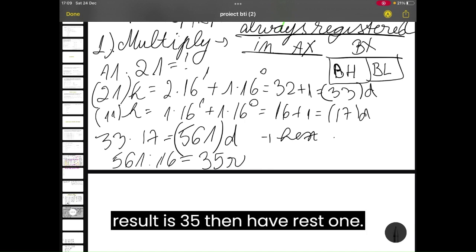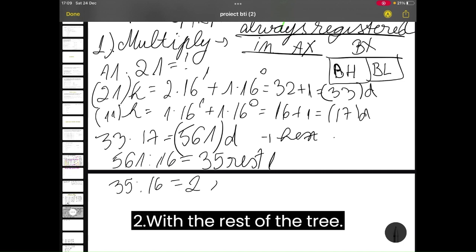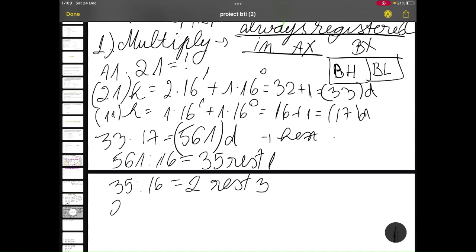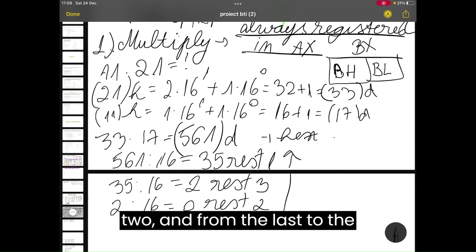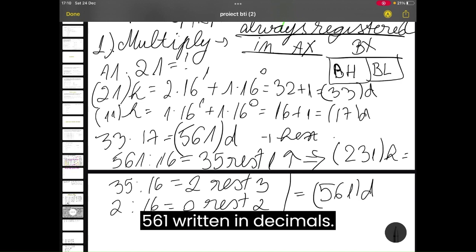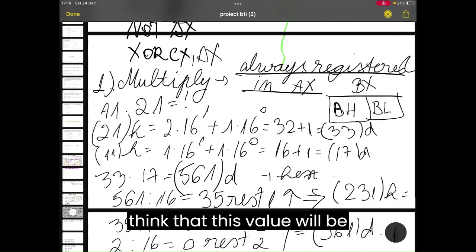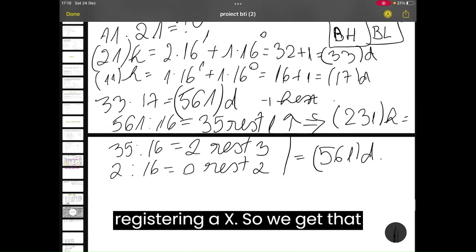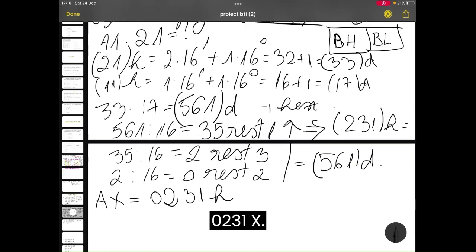The first result is 35, then I have rest 1. The second result is 2 with a rest of 3, and then 0 with a rest of 2. And from the last to the first, we write them, and we get the hexadecimal representation of 561 written in decimal. And I said this before, I think, that this value will be registered in AX. So we get that after this command, AX will be 0231 hex.